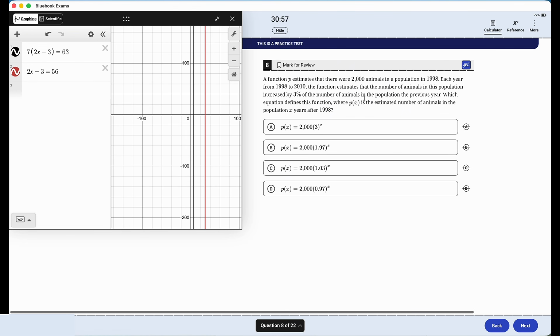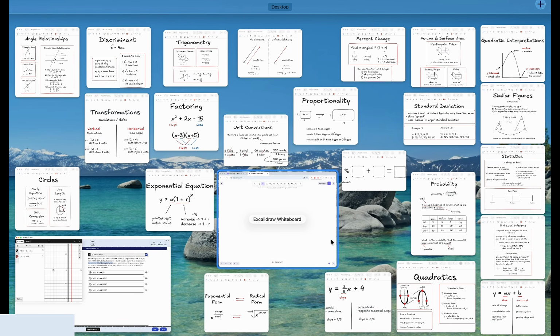Next one here. It says function P estimates that there were 2,000 animals in the population in 1998. Each year, the number of animals increased by 3%. That's going to be important. Which function gives this? So these are all examples of exponential functions. You want to know what that is.